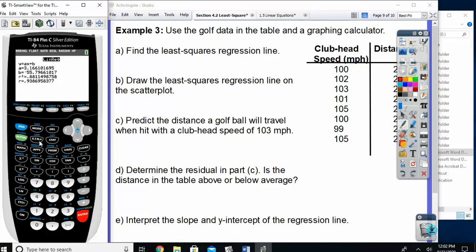We didn't turn on your diagnostics. So you have to hit second, 0. You're going to scroll all the way down to the D's until you get the diagnostic on, and then hit enter twice.